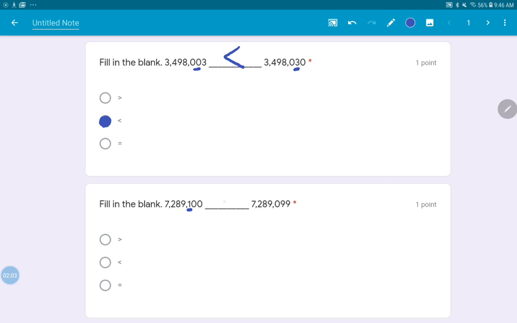289,100 is bigger than 289,099. Very good. It's bigger because 100 is more than 0 hundreds. So we would put the greater than symbol. It's literally 1 more. You're exactly right.